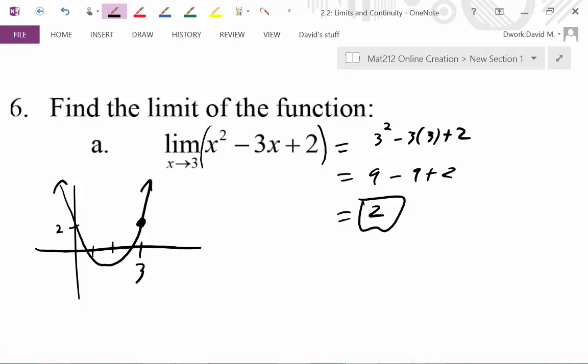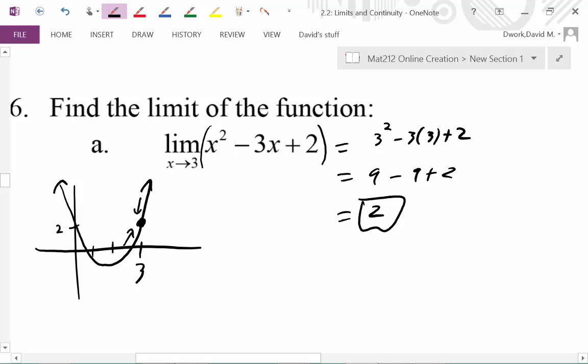Well, we don't know what continuity is. That comes later. But there's no breaks, jumps, or weird things going on in the graph because it's just a parabola. So therefore, if we know when we plug in 3, we get out 2, then if I were to approach from the right and approach from the left, they would both approach the value of 2.